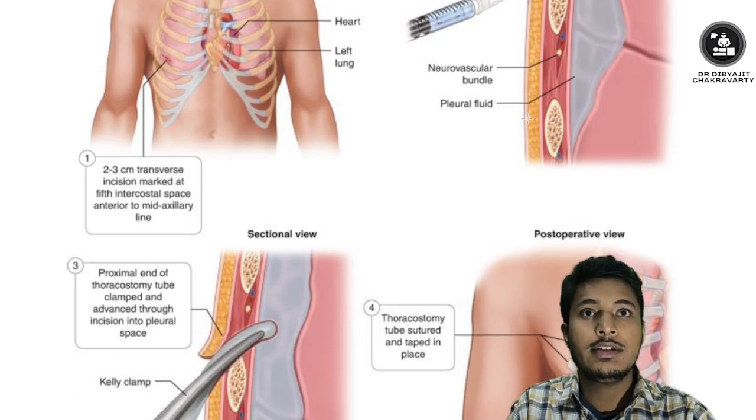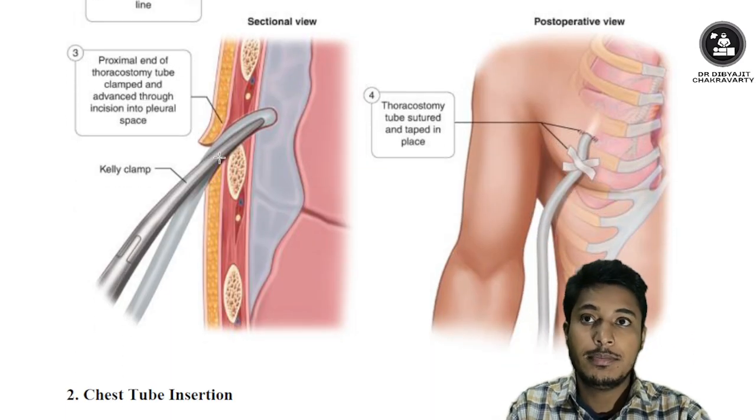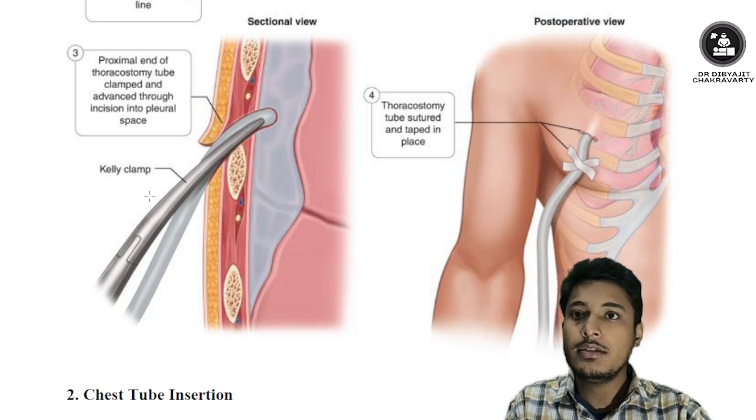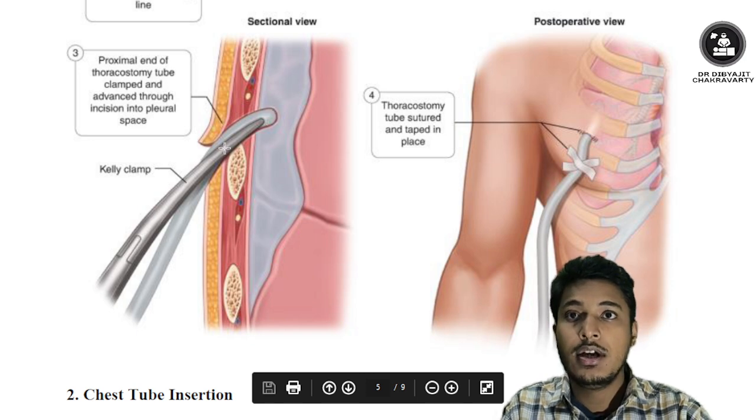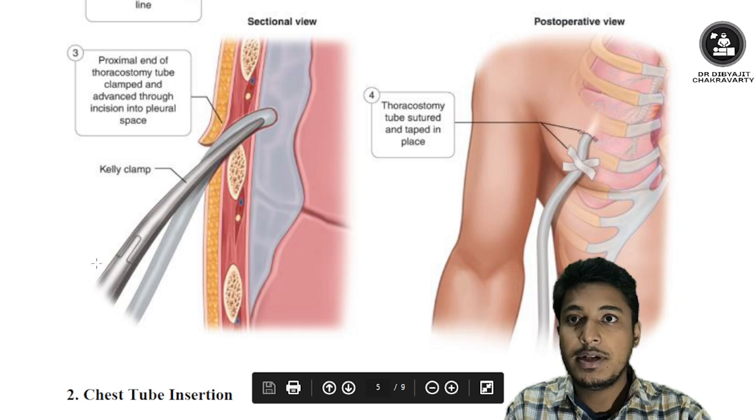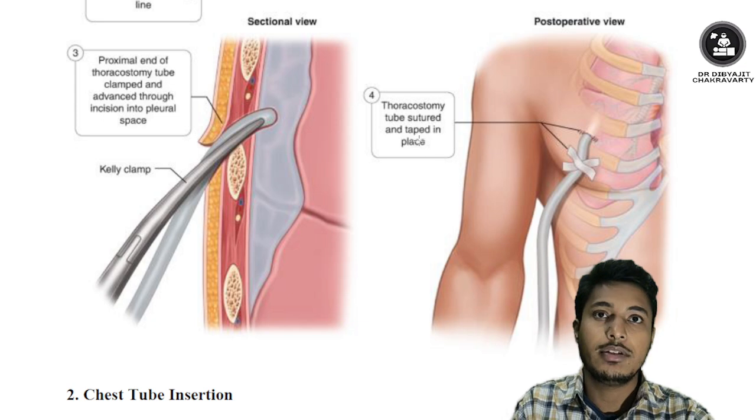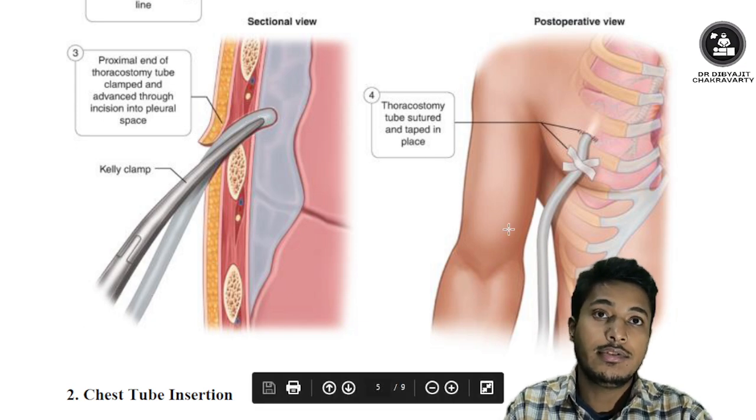So after instilling the anesthesia, we have to give the incision, and with artery forceps, particularly Kelly's clamp, first we have to dissect to reach up to the parietal pleura. Then we have to clamp this. This is the intercostal water seal drain and the chest tube, which is clamped by a Kelly's clamp, and we have to give a thrust and advance through the incision into the pleural space. Then once it enters, we have to connect it to the intercostal water seal drainage system.